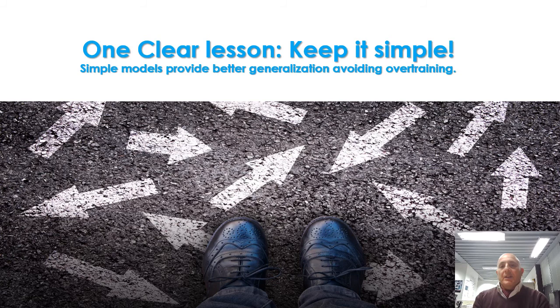So what does emerge from this set of considerations analyzing the literature is that we have to keep it simple. Simple models usually provide better generalization and avoid overtraining. This is a general rule you have to take into account when you use a black box model.